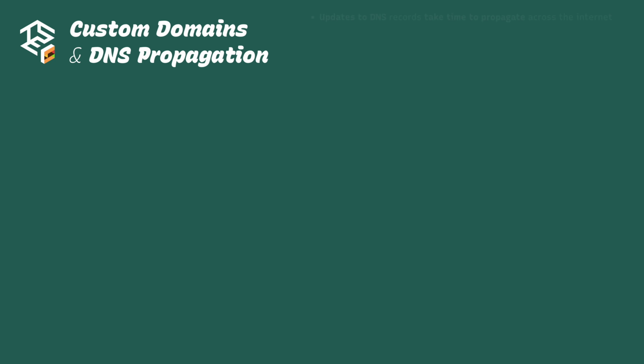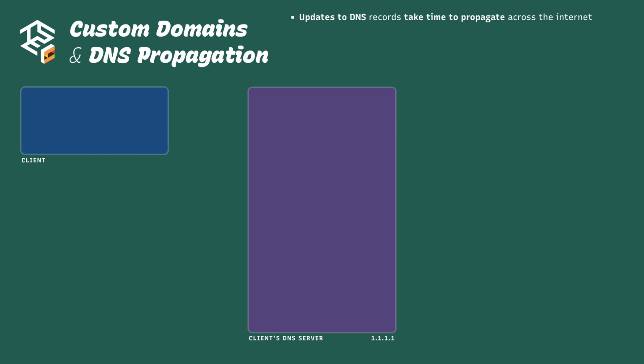Today's slide is about custom domains and DNS propagation. Specifically, we're going to talk about why updates to DNS records take time, usually many hours, to propagate across the internet. Let's set the stage with a client, which is typically something like a phone, tablet, or computer, and that client's DNS server. Let's say the client wants to visit checkout.example.com.